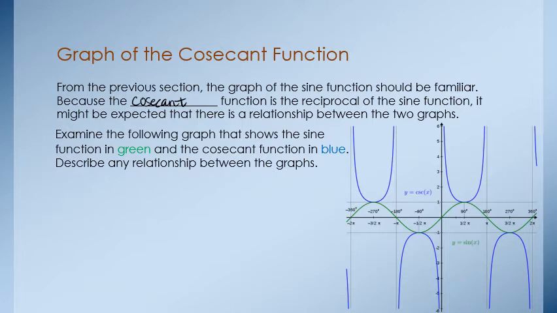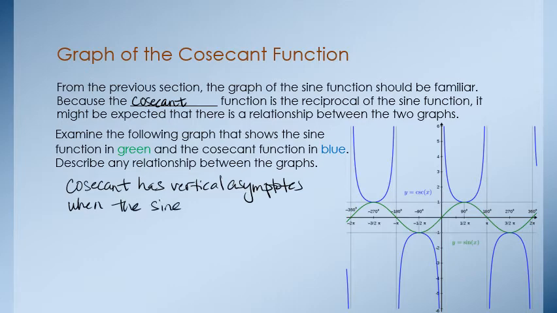The first thing I noticed is that the cosecant function has vertical asymptotes. Where does it have vertical asymptotes? It has vertical asymptotes at all of the inputs for which the sine function is 0. So it has vertical asymptotes when the sine function is 0.